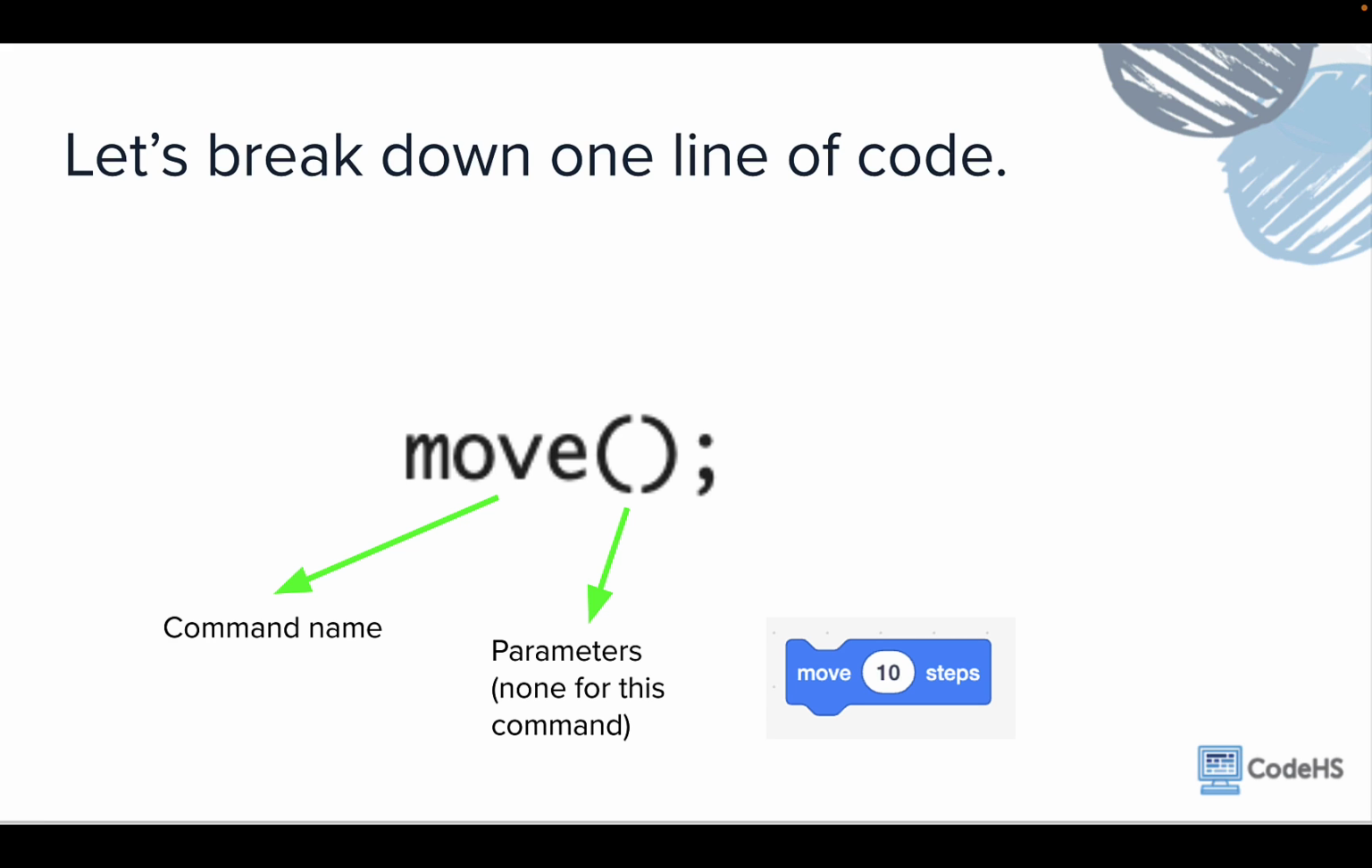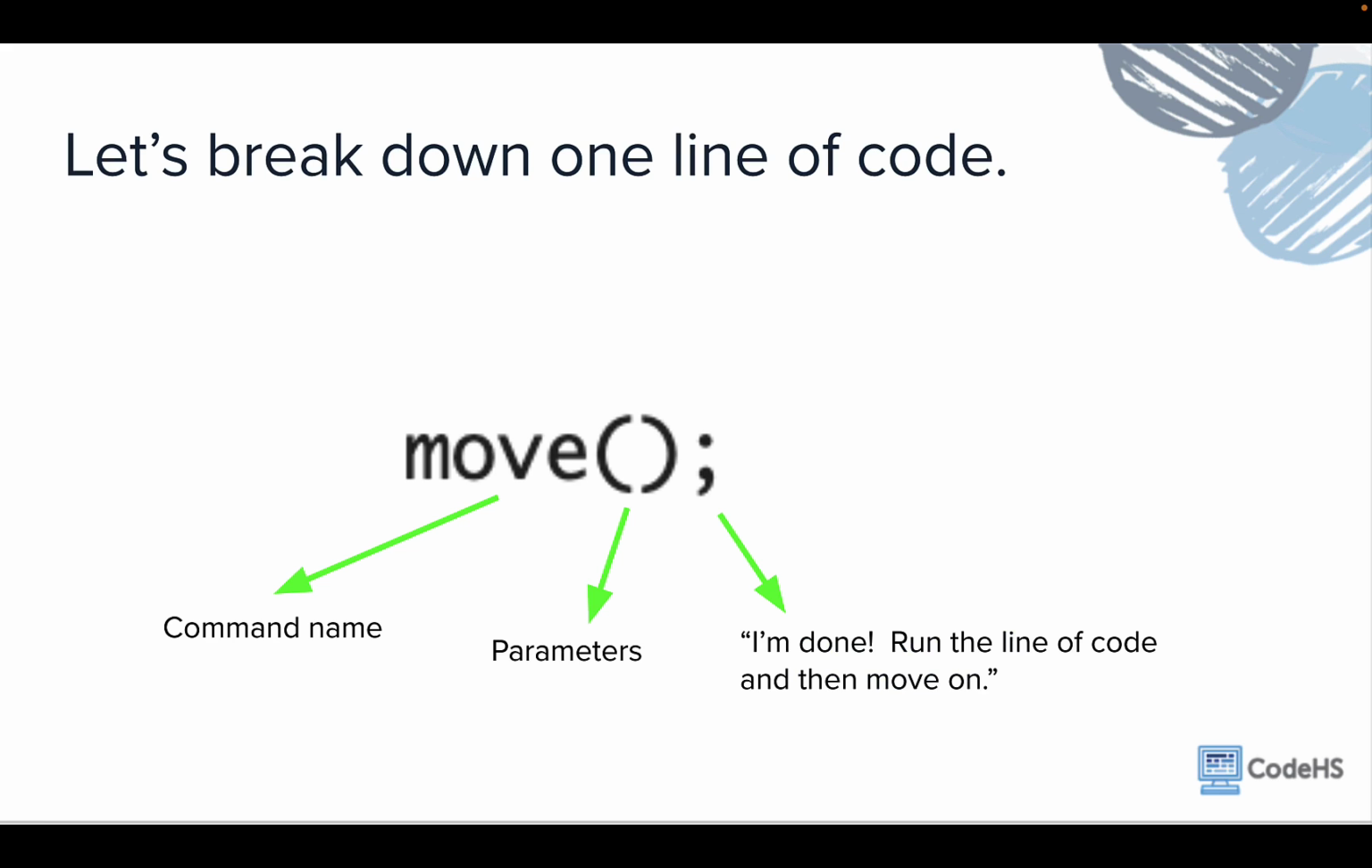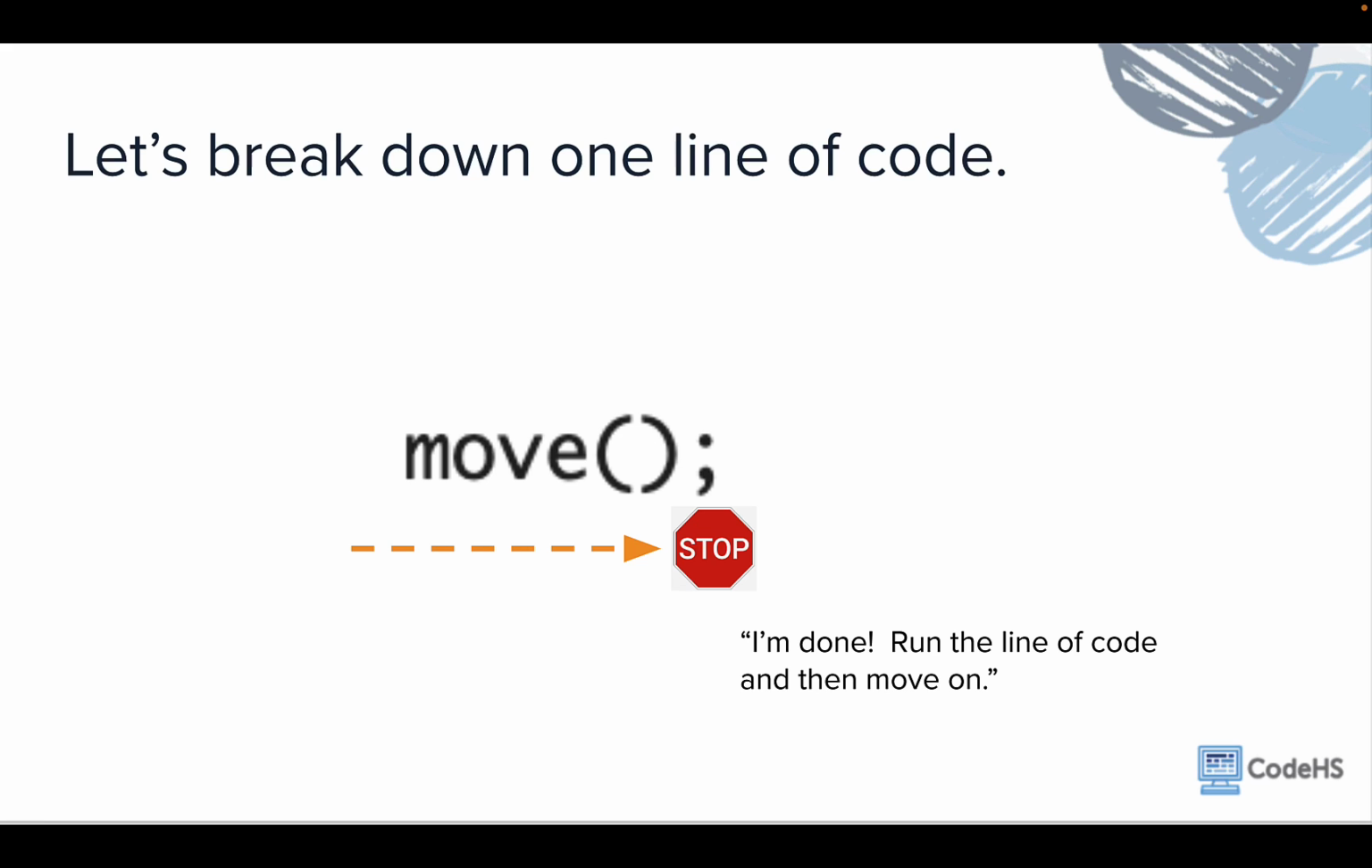But you could think about it like this Scratch block, where this block could take any number inside of it and move that number of steps. So some commands will have parameters that you'll put in these parentheses. And then the semicolon is basically telling the programming environment, I'm done, run the line of code, and then move on. Basically, the line of code is being read from left to right, and when it hits that semicolon, then it knows that it's done reading that command and can run it.